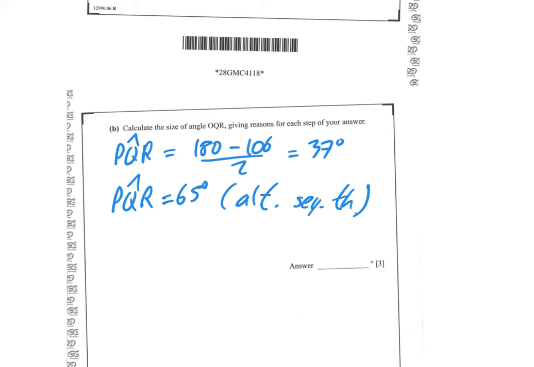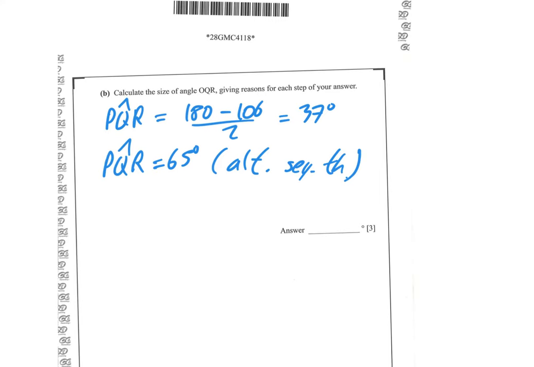And then the last bit, the bit that we're trying to find. Therefore OQR is equal to 65 minus 37. So 65 minus 37 was 28 degrees.